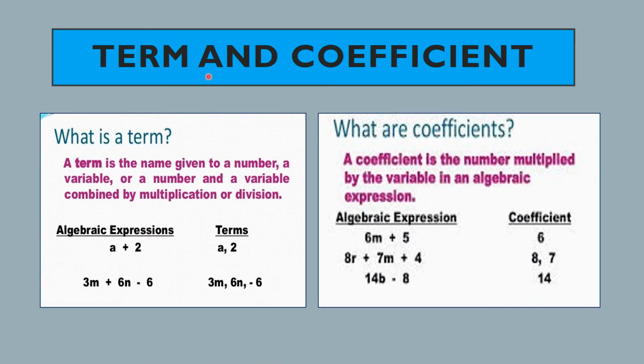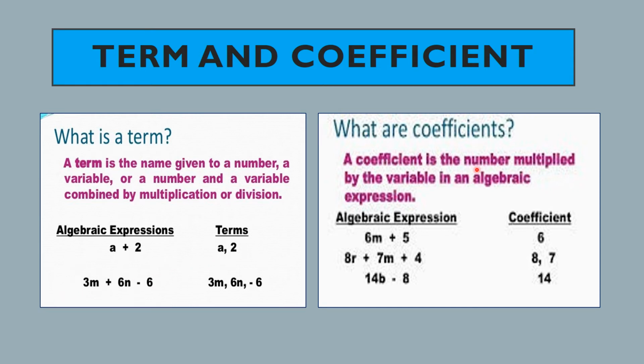Now, the definition of term and coefficient. What is a term? A term is a name given to a number, a variable, or a number and a variable combined by multiplication or division. Now, here you can see the example given, a plus 2. So the terms are a and 2. Whereas in this algebraic expression, 3m plus 6n minus 6, what are the terms here? 3m, 6n and minus 6 are the terms of this expression.